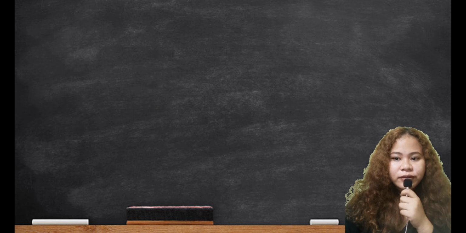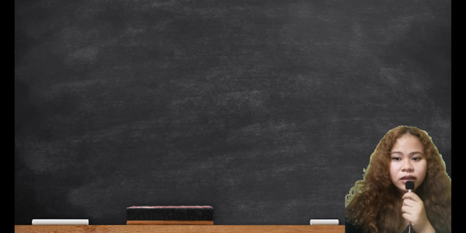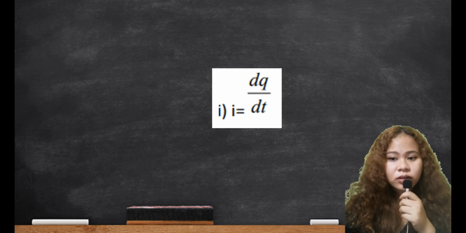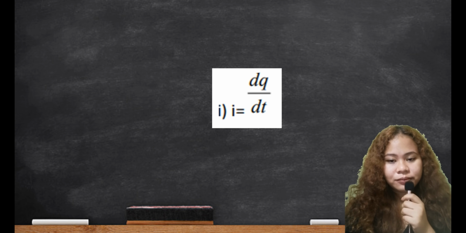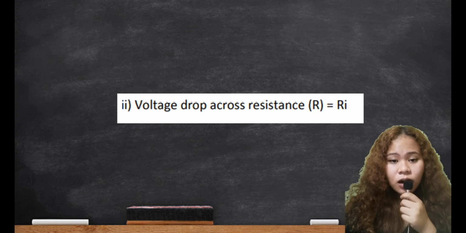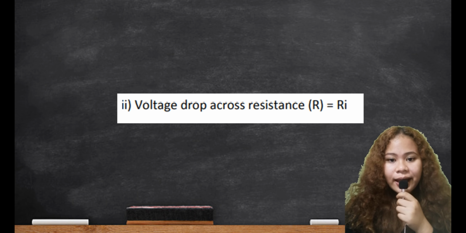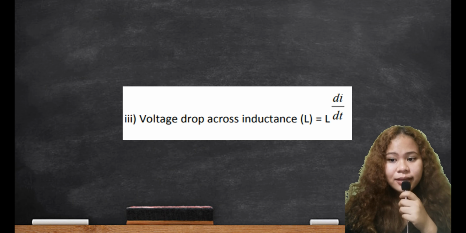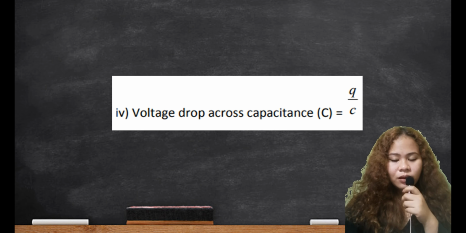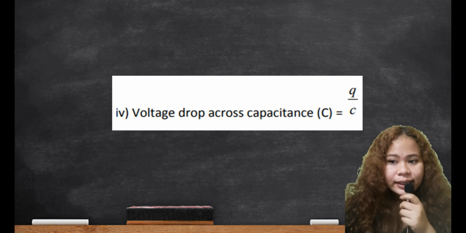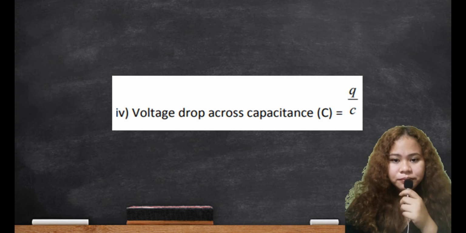Now, the formation of a differential equation for an electric circuit depends upon the following laws. First law, i is equal to dq over dt. Second law, the voltage drop across resistance R is equal to R times i. Third law, the voltage drop across inductance L is equal to L times di over dt. Fourth law, the voltage drop across capacitance C is equal to q over C.